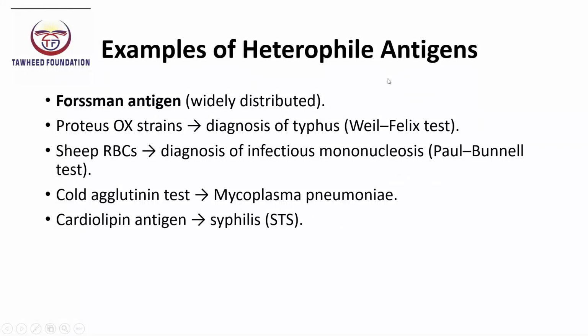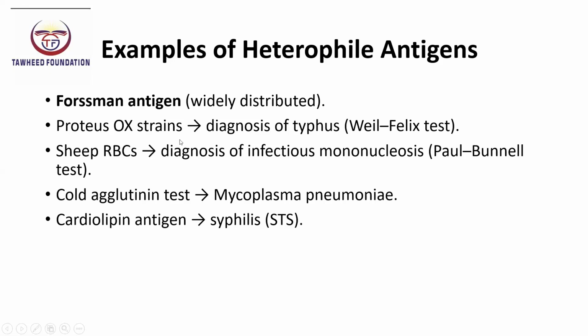These antigens are interesting because they are structurally similar across different species, classes, or even kingdoms, which allows for cross-reactivity in immune tests. A classic example is the Forssman antigen, a lipid carbohydrate complex that is widely distributed in humans, animals, birds, plants, and even some bacteria. Its widespread presence makes it a useful model for studying cross-reactive immune responses.